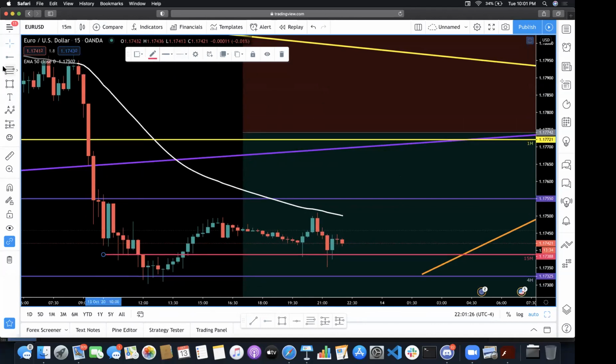I wouldn't even look at that as a structure. Why not? Look at the wicks coming down and stopping there. Yep. So the reason why I went off of that, guys, is because I look for candles that broke structure. I look at the wicks and then I look at price action.